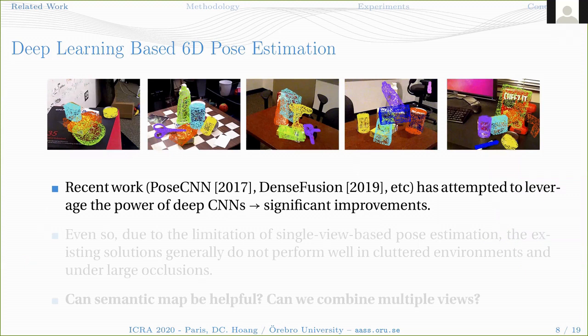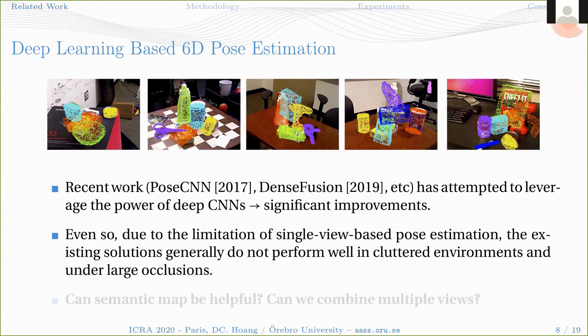Recent work has attempted to leverage the power of CNNs to solve this non-trivial problem, such as PoseCNN or DenseFusion. The frameworks show a significant improvement of accuracy on some popular datasets, YCB-Video or LineMOD, for instance. Even so, due to the limitation of single-view-based pose estimation, the existing solutions generally do not perform well in cluttered environments and under large occlusion.